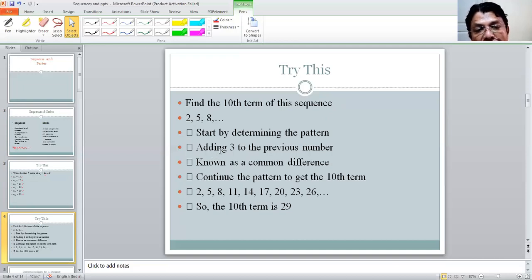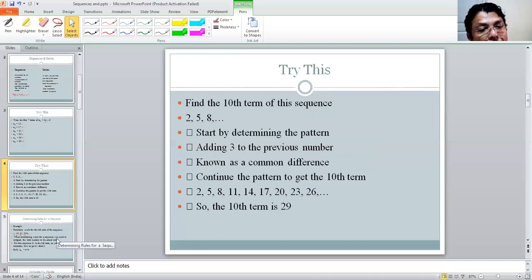So what is happening over here? Adding 3 to the previous number. This 3, whatever we are adding, is called the common difference. So we continue the pattern to get the 10th term. It is 2, 5, 8, and we go on adding 3. So it will be 11, 14, 17, 20, 23, 26, and so on. So the 10th term is 29. Okay, let's go to the next slide.